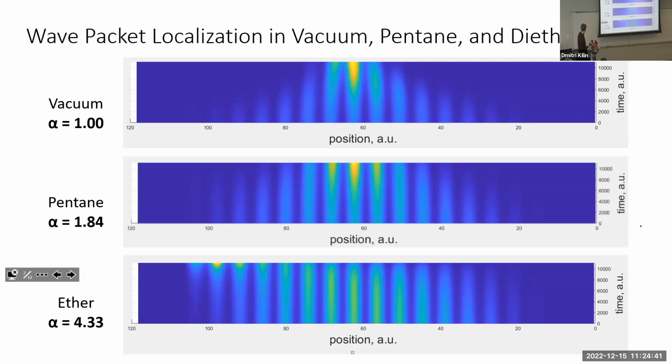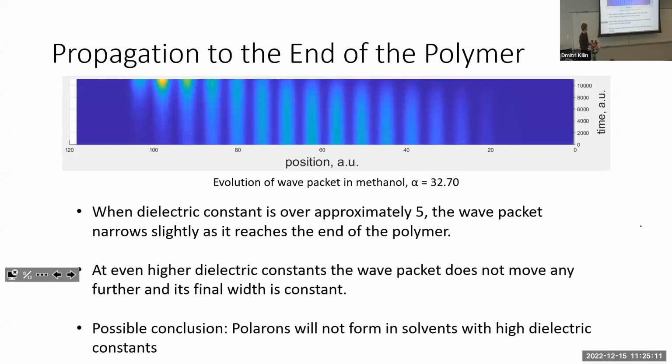Following that pattern with ether, it's a lot less localized, pretty wide here. Still more narrow than it started, but you can see the significant difference between dielectric constants: if you increase it, the wave packet tends to be wider at the end of the simulation. As you probably noticed on this slide as well, with increased dielectric constant, the wave packet tends to move to one end of the polymer.